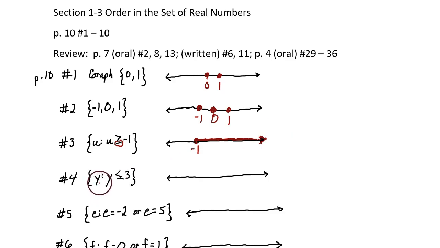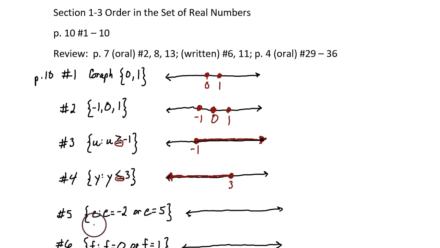Question 4, graph set y such that y is less than or equal to 3. Mark where 3 is on the line. Put a closed dot on that because of the or equal to part of the symbol. And then shade all numbers less than 3. So you shade this direction.